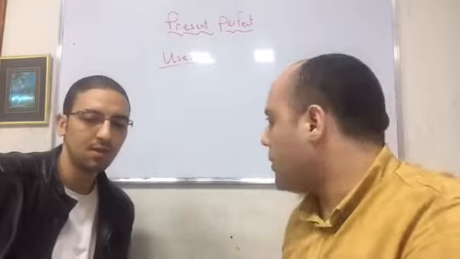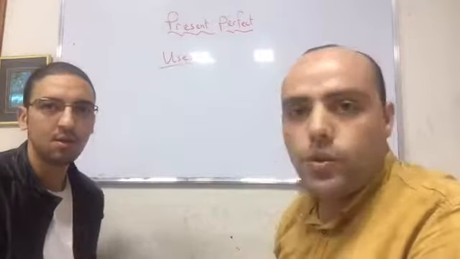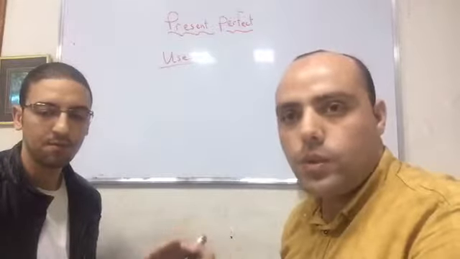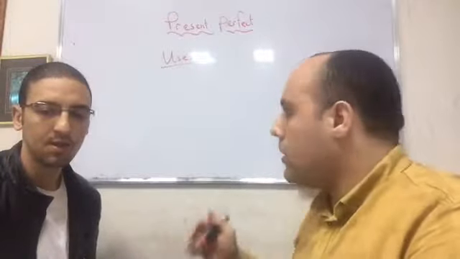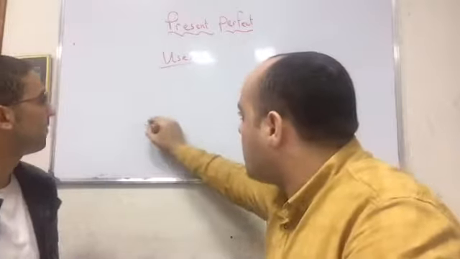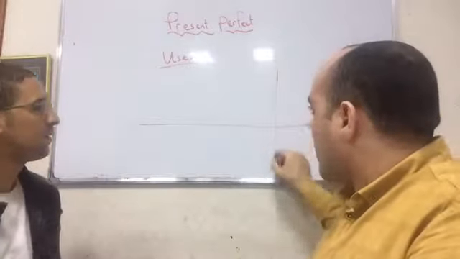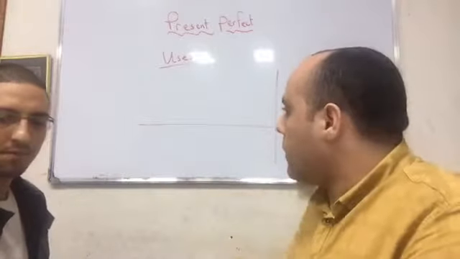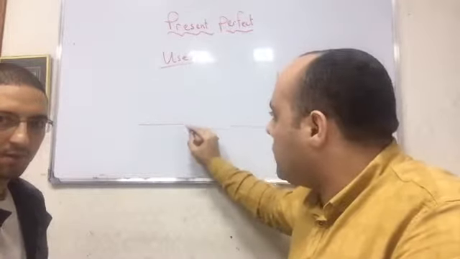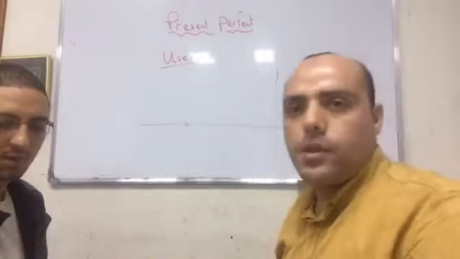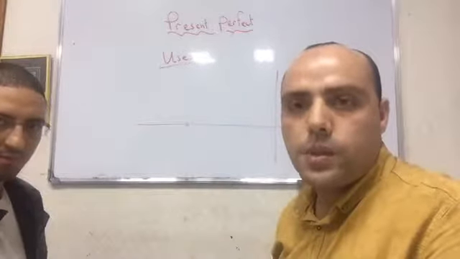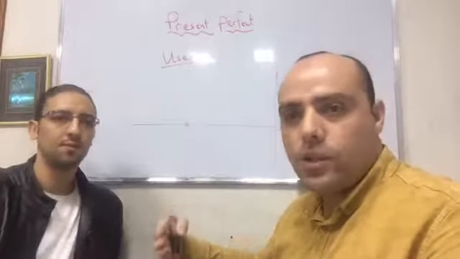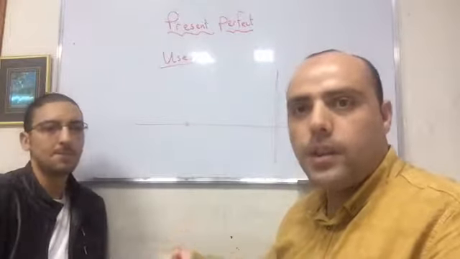So right now, I'm going to draw you the timeline which shows us how we use it, when we use it, and what we use it for. So here, imagine that that's the timeline. Of course, we're going to talk about the past here. You can use the present perfect simple to express something that happened and ended a short time ago or is still happening right now.